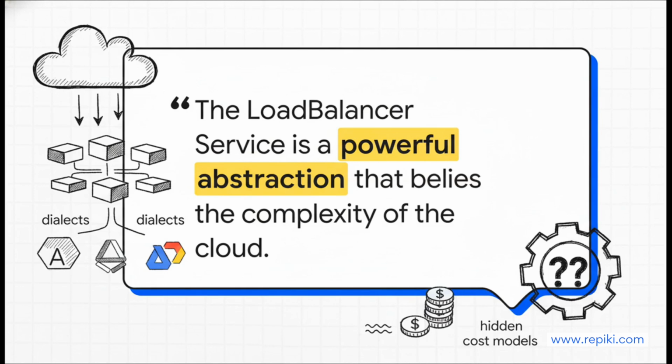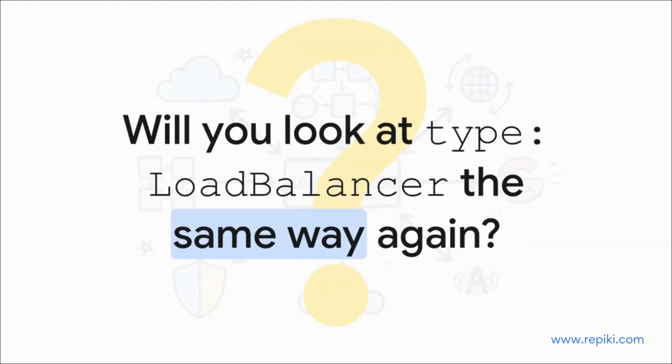So if there's one thing you take away from all this, it should be this: that type load balancer service is an incredibly powerful abstraction. But using it successfully means you have to understand what's actually happening underneath, from the unique dialects of each cloud provider to the hidden costs lurking in the background. Once you master these patterns and understand what's going on, you can really take control of your traffic. You can build systems that are resilient, super performant, and cost-effective.